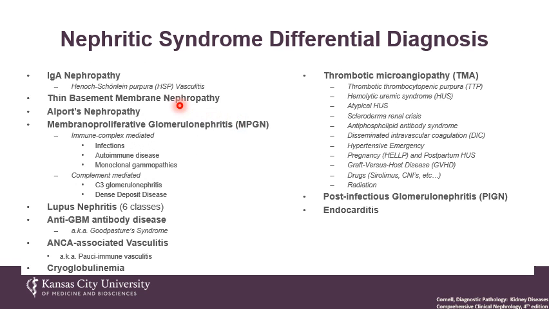This is the differential diagnosis, and you don't have to memorize it. Okay, it's just to show you what is out there. IgA nephropathy, very common. Most board questions will have it as a young Asian female because it typically occurs in Asians. There's something called thin membrane nephropathy, Alport nephropathy, MPGN, lupus, anti-GBM or Goodpasture disease, post-immune vasculitis, all kinds of things, okay?